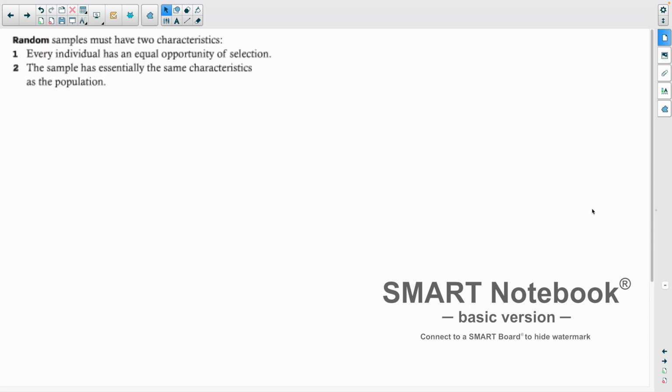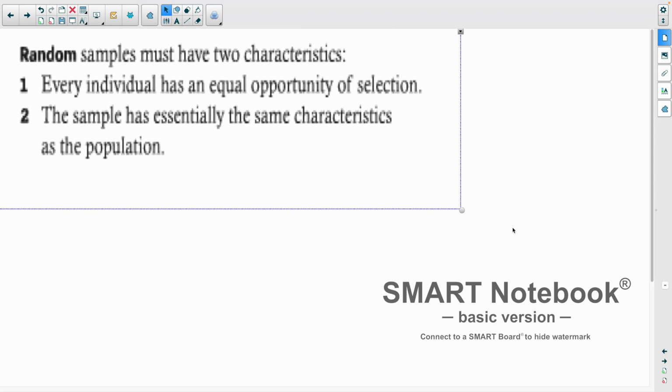Well, my sample has to include two characteristics that are very important. The two characteristics that have to be in my sample are that everybody has to have an opportunity of being selected, okay? Everybody gets a chance. You may not be selected, but everybody should have an opportunity to be selected. And that the sample has essentially the same characteristics as the population. So it's going to be representative of the population, all right?